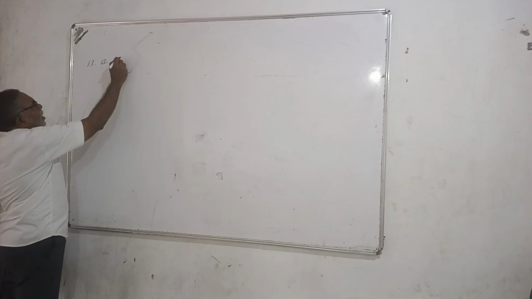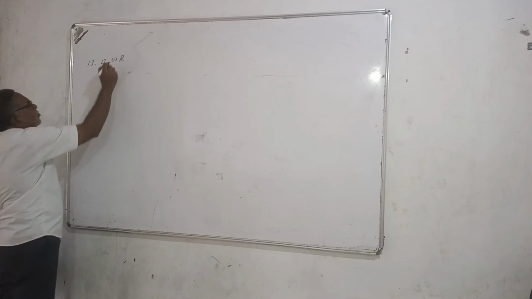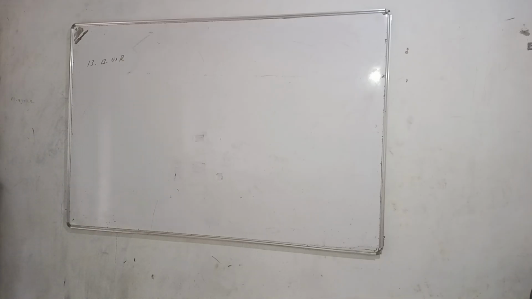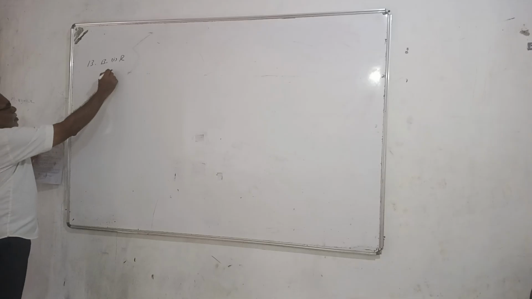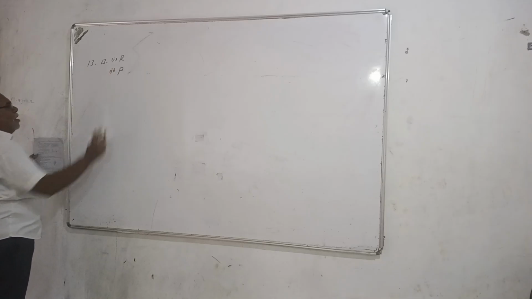Which wave has higher frequency? The answer is R. And second question, which wave has a longer wavelength? That is P. The longer wavelength is P. Looking at and understanding the figure, then answer question B.